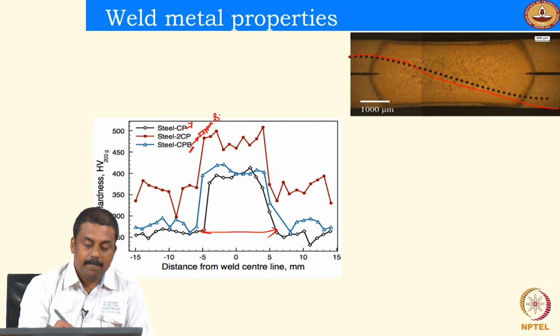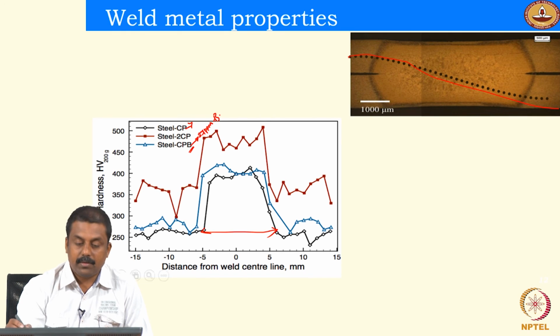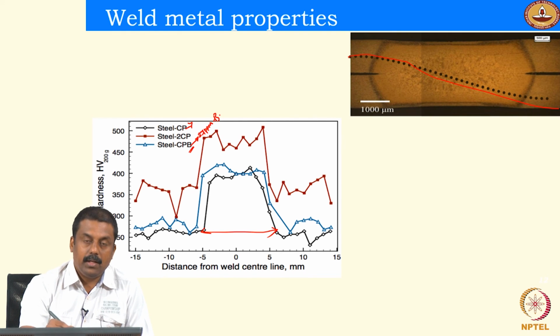Comparing two steels, for example steel CP and 2CP, we have double the amount of carbon concentration, and that can lead to a significant increase in the hardness of the microstructure, because carbon is also a very effective solid solution strengthener. You may also have a martensitic microstructure richer in carbon compared to steel CP, and you expect an increase in hardness. That's what you see over here. Whereas for steel CP and CPB, you don't see much variation in hardness, because all the other alloying elements are the same except boron.